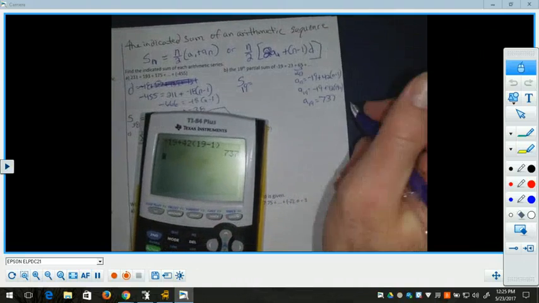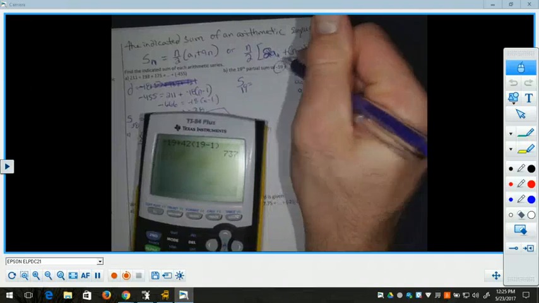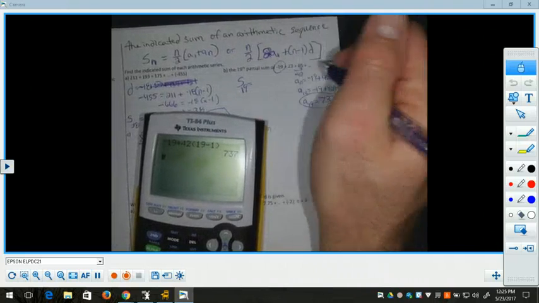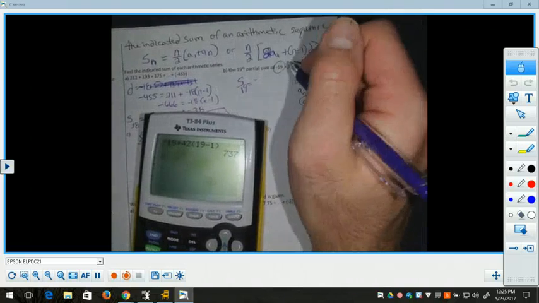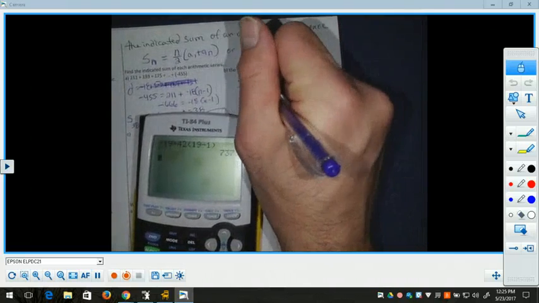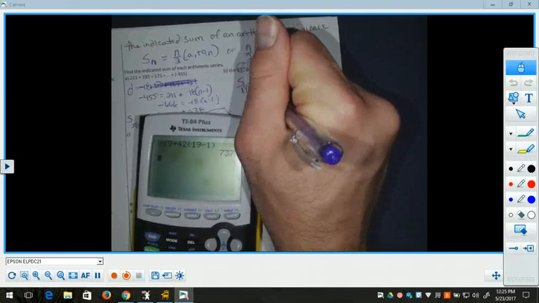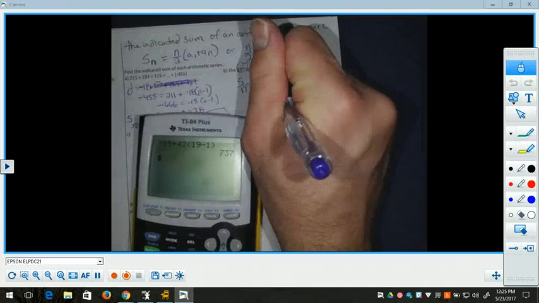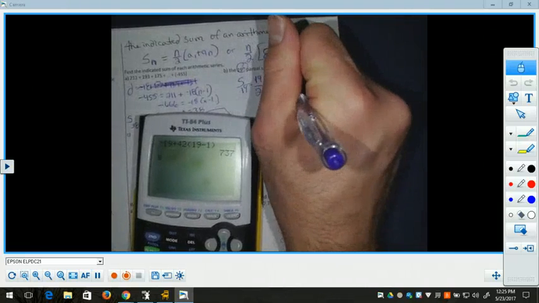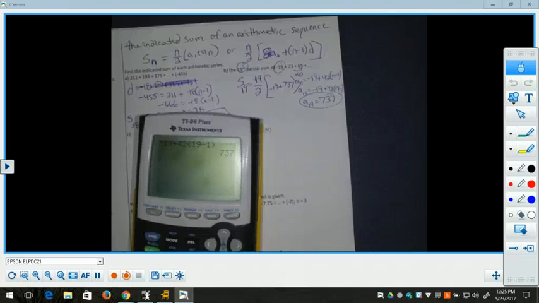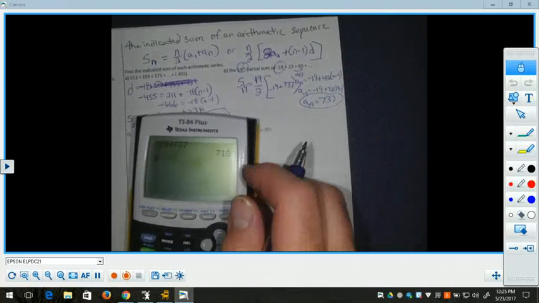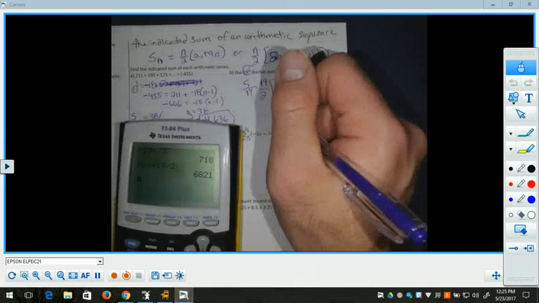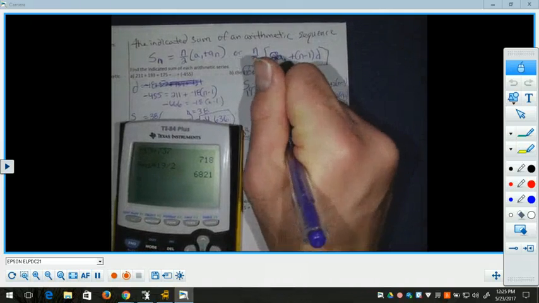So now that we know what the 19th term is and we know what the first term is, we can find the partial sum. So we're doing 19 over 2 times the first term plus the last term. Negative 19 plus 737, which is 718, times 19 over 2, which gives me 6,821.